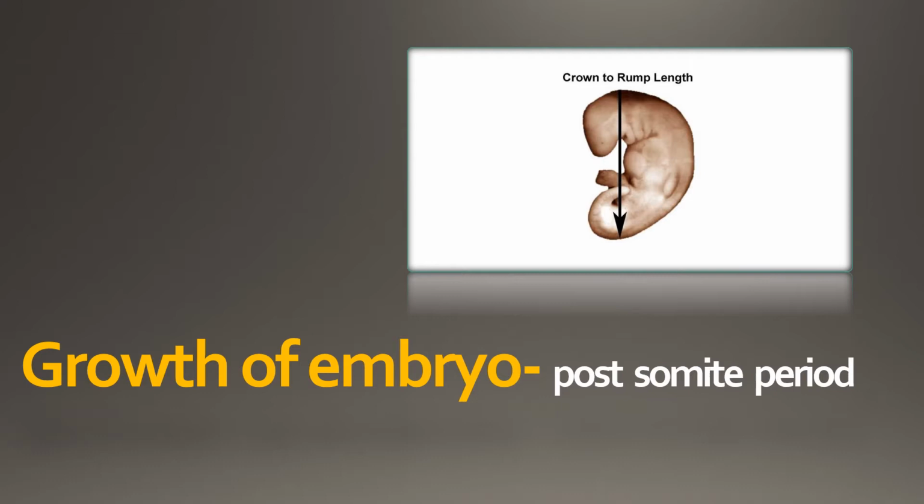On the 32nd day, the length is 5 millimeter, and as the embryo goes on developing, it increases 1.35 mm daily up to the 55th day. When it goes to full term growth, 1.5 mm is increased daily after the 55th day. So this is what happens in the post-somite period.